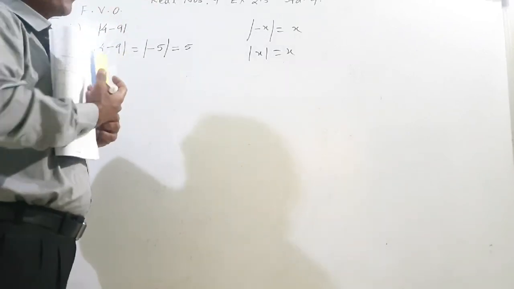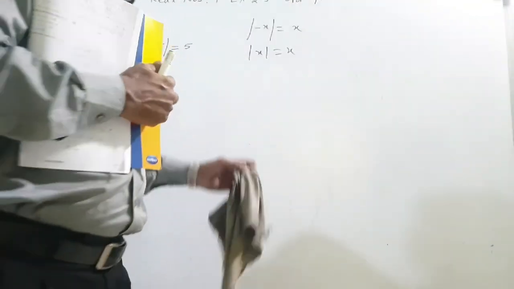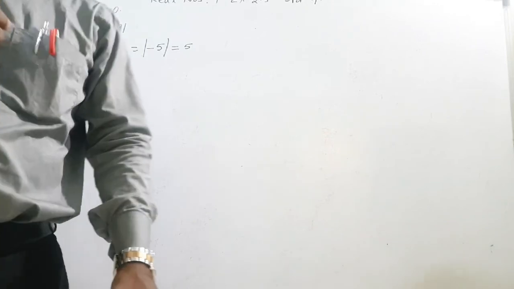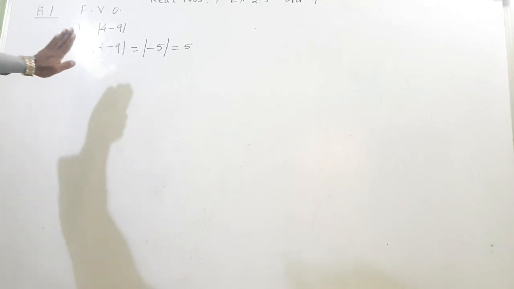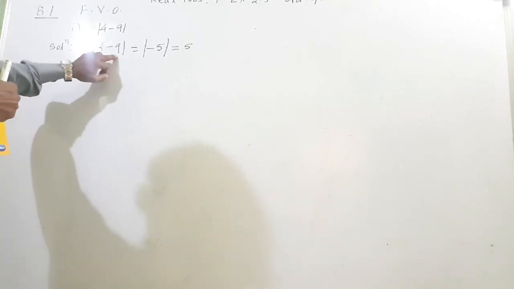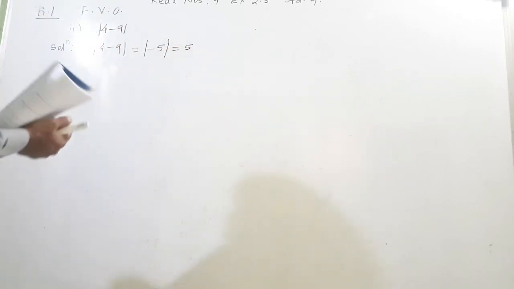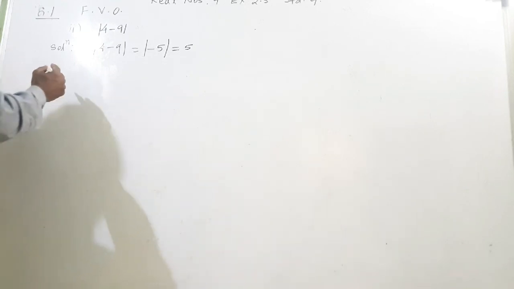So what is the absolute value? It is not negative. Suppose I ask you to draw a segment of minus 3 centimeter. Is it possible? No. You will draw the segment of 3 centimeter only, and you will say it is minus 3 centimeter. This is the same meaning. So 4 minus 9 is minus 5 and the modulus of a negative number is positive. Modulus means the absolute value.